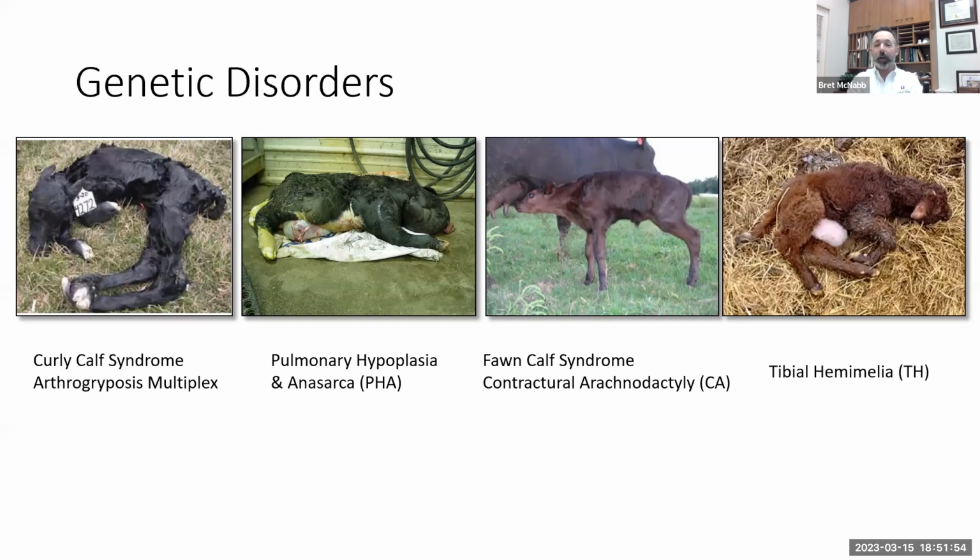If you're buying bulls or buying semen for artificial insemination, many of those bulls are tested beforehand, and they'll say so in the catalogs. They're tested free of curly calf, tibial hemimelia, pulmonary hypoplasia and anasarca. Again, these would be causes of abortion, but they're not infectious. They're definitely genetically linked, so always something to keep in the back of your mind. And whatever breed you're running, knowing the common genetic disorders that have been identified and are testable within that breed can be really helpful.